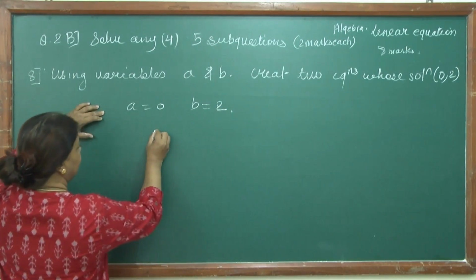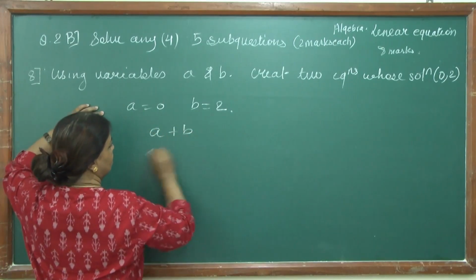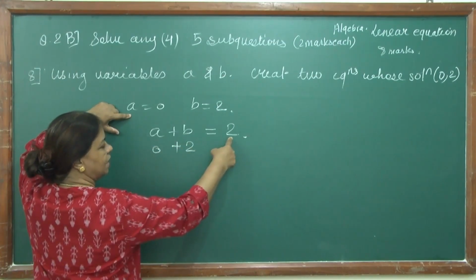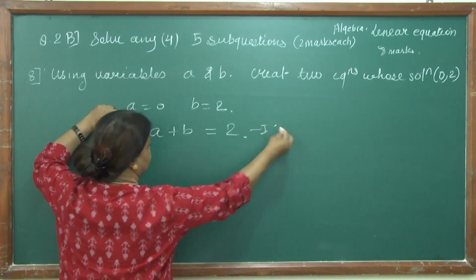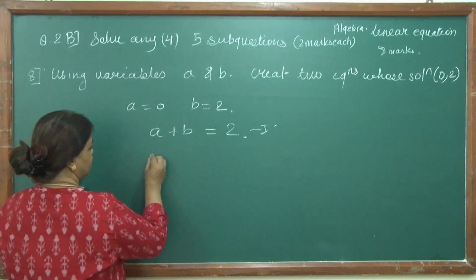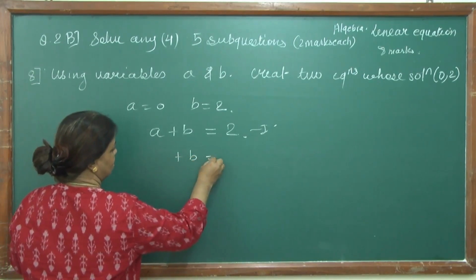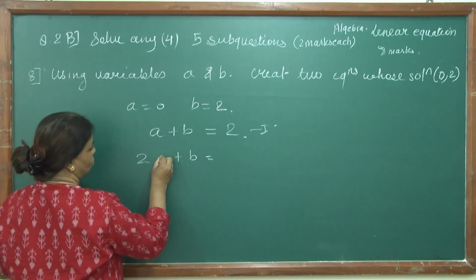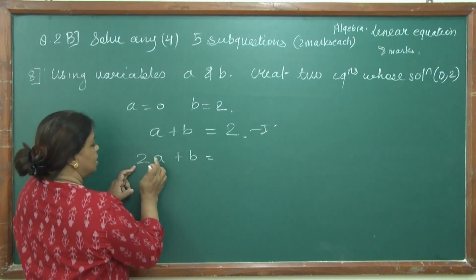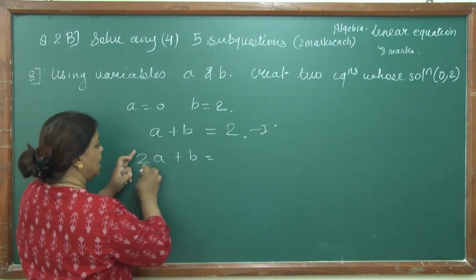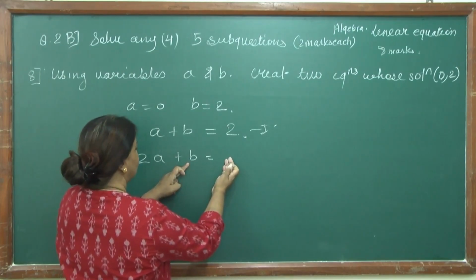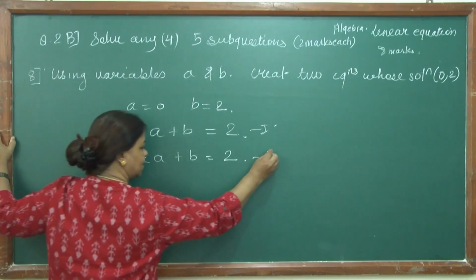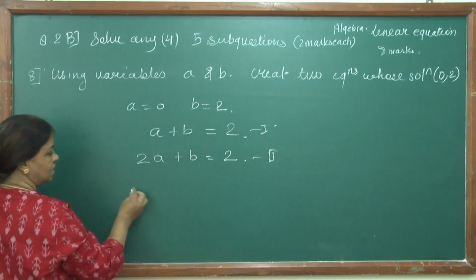So here we are getting a plus b is equal to 2, a is 0, plus b is 2, I am getting 2. So this is my first equation. Now let me create another equation, 2a plus b. Let me multiply this by 0. Multiplying by any number will be 0 only. If 0 is multiplied with any number and it is plus b, naturally the value will be 2 only. Okay, so my second equation will be this. If I am solving, I am getting the same answer.